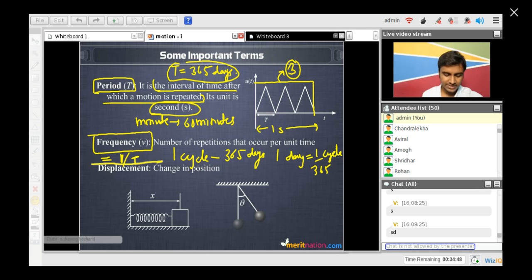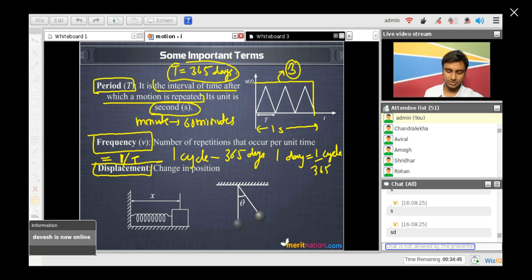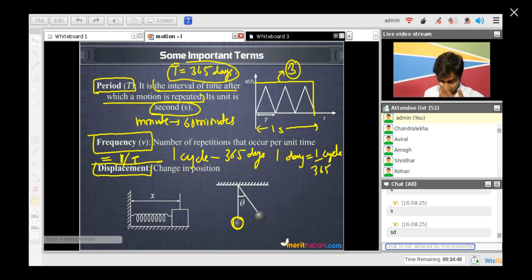Now what is displacement? It is change in position. Let's say this is the position at which the object is at rest. If I keep it at this point, it will not oscillate. This is called the equilibrium point, where every force is balanced and it will be at rest. If I keep the pendulum at this position, it will be at rest. If I take it away to this height, it will start moving. The distance between this point and this point is called displacement.